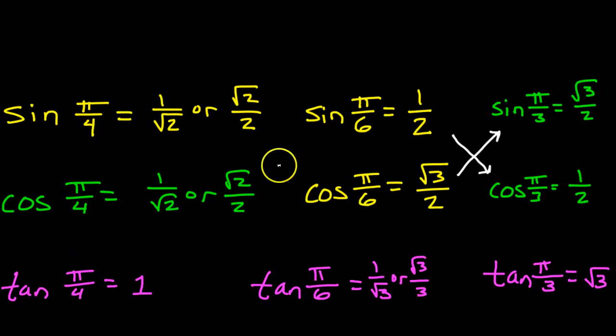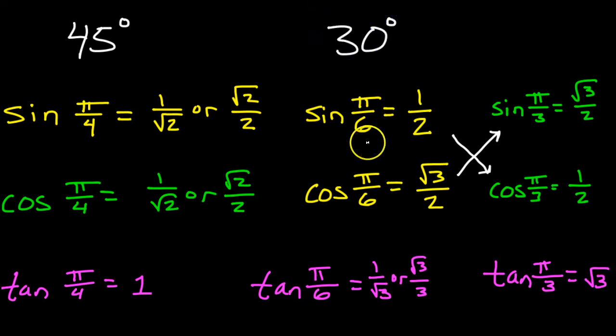Each of these are special angles, and I'm showing them here in radians, but you should be able to know what they are in degrees. Pi over 4 is 45 degrees. Pi over 6 is the same thing as 30 degrees. So if I ask you the cosine of 30 degrees, you have it, radical 3 over 2. And pi over 3 is 60 degrees.